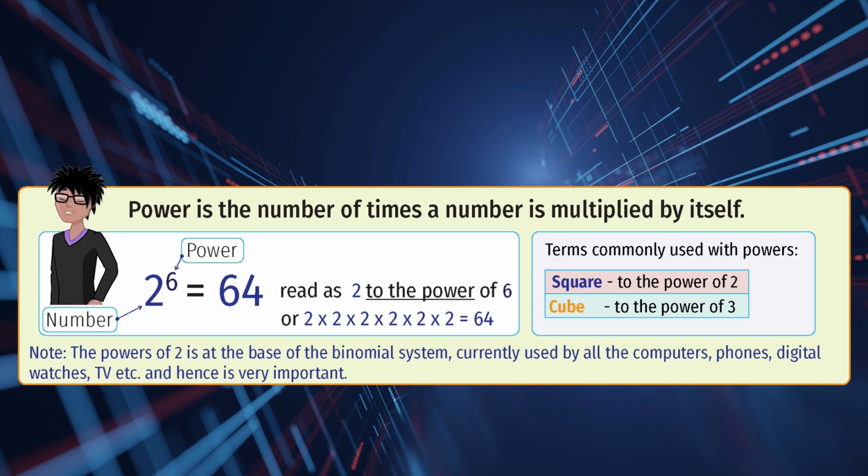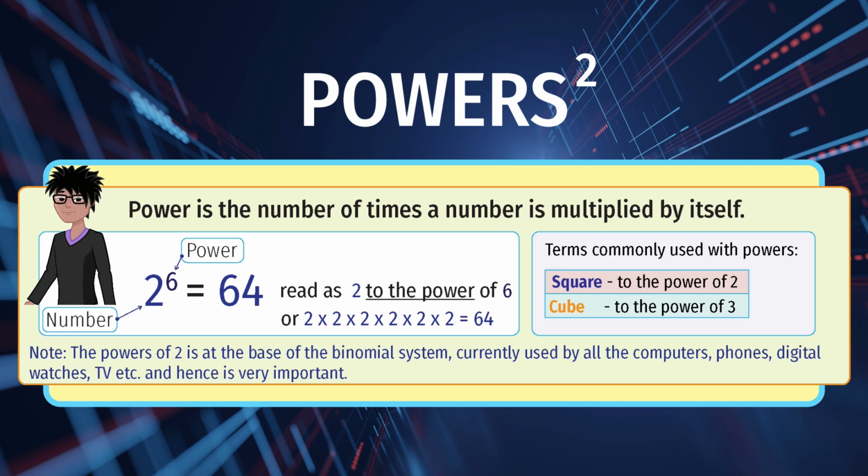Power is the number of times a number is multiplied by itself. A number raised to the power of 2 is called number square. To the power of 3, number cube.